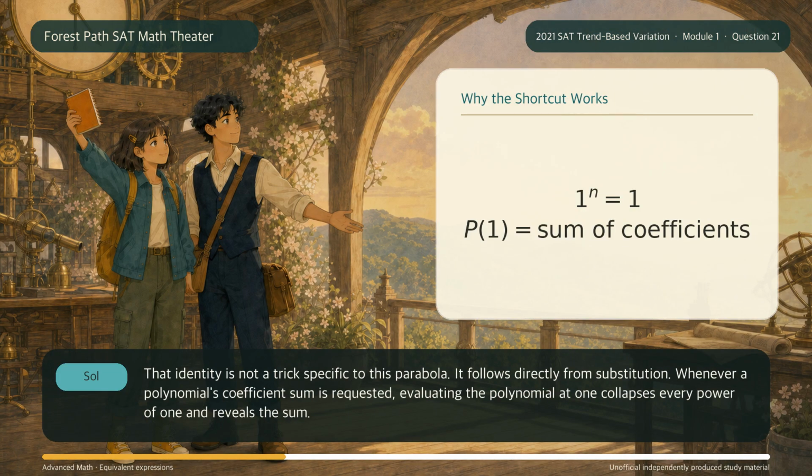That identity is not a trick specific to this parabola. It follows directly from substitution. Whenever a polynomial's coefficient sum is requested, evaluating the polynomial at 1 collapses every power of 1 and reveals the sum.